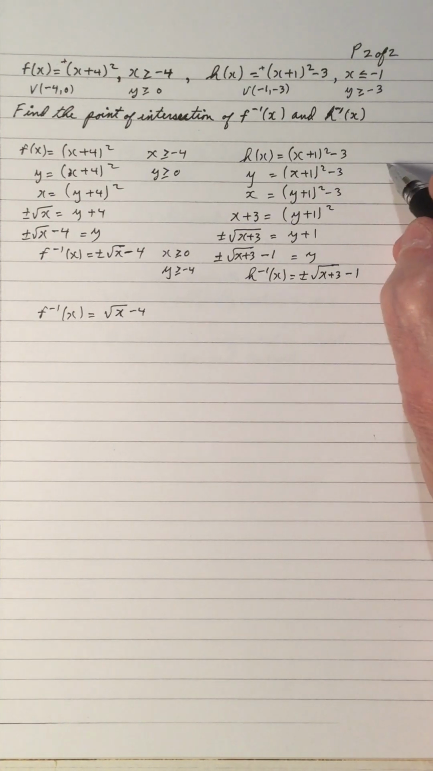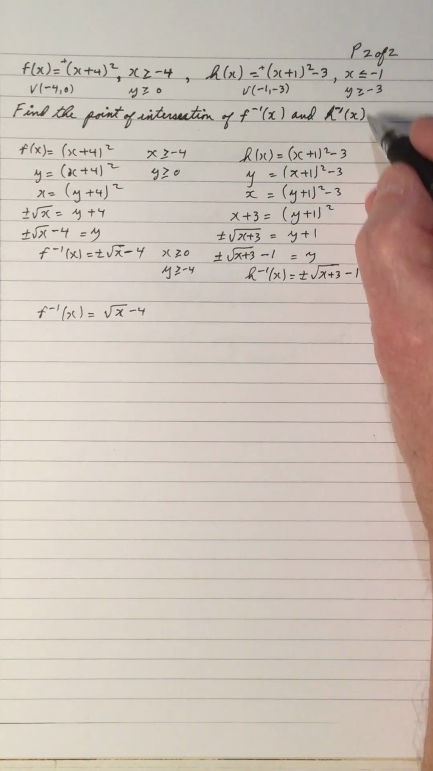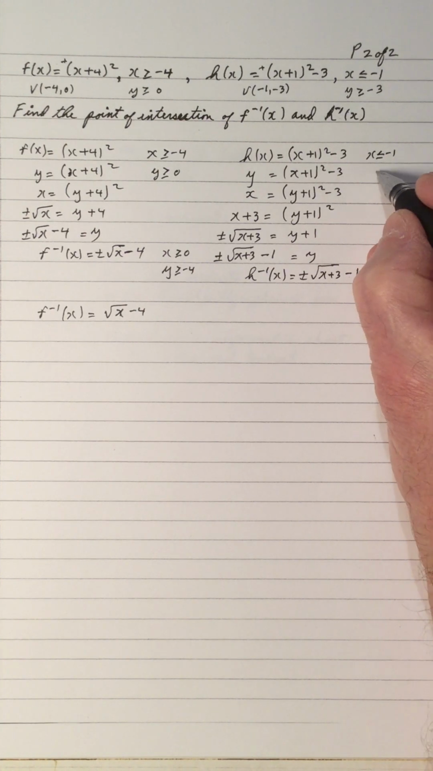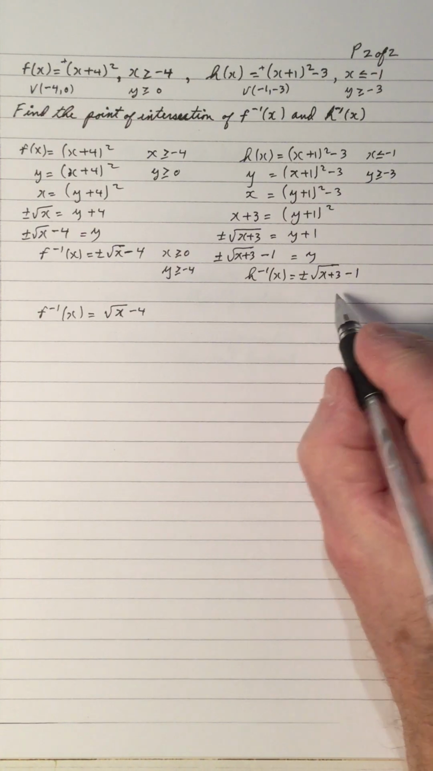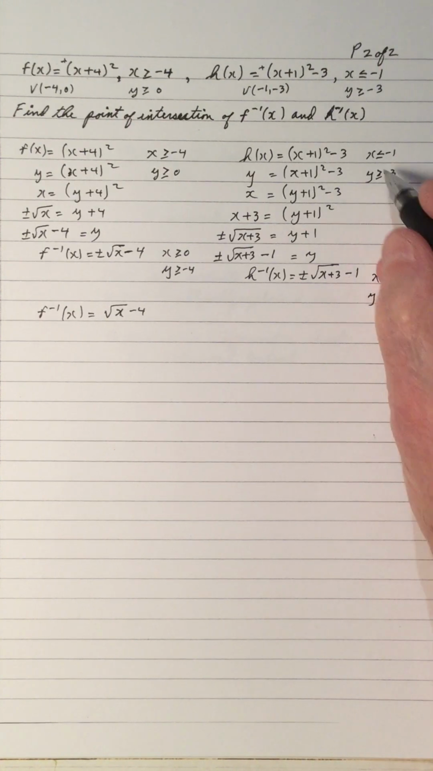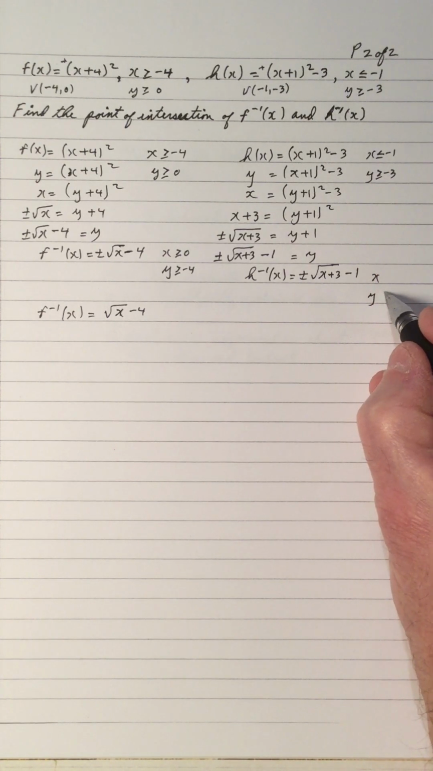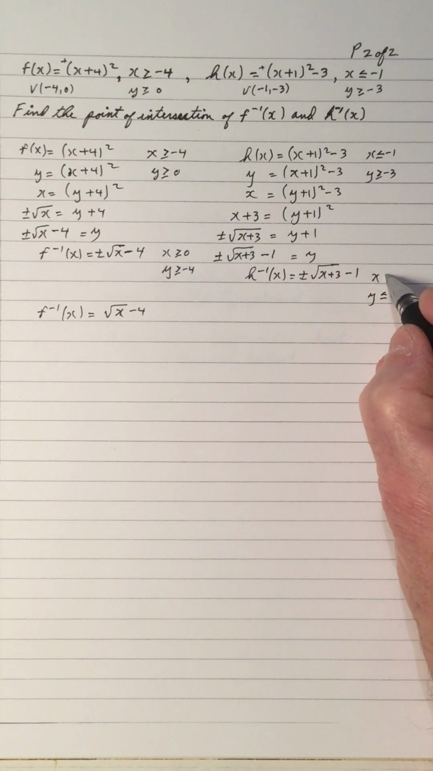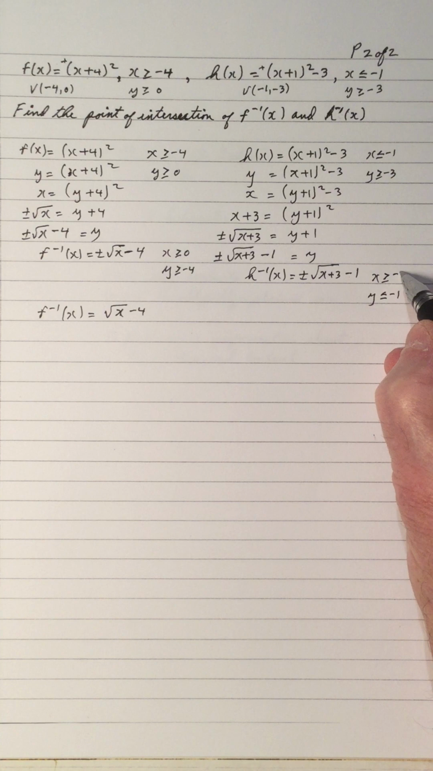And in relation to this equation, notice that the x is less than or equal to -1, and the y is greater than or equal to -3. So in relation to the inverse, x and y, the x becomes the y, so y is less than or equal to -1, and the y becomes the x, so it's greater than or equal to -3.